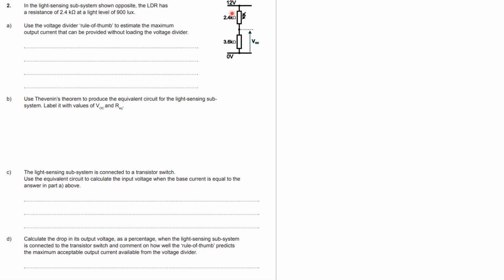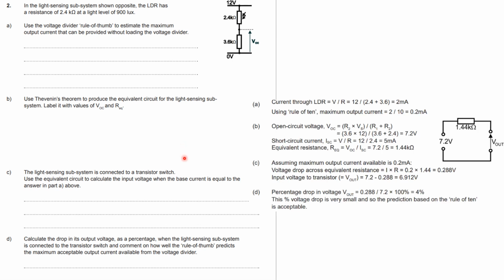So I equals V over R, doesn't it? 12 divided by your 6. And then obviously that's going to be the current there. But then you have to remember that only 1/10 of the current is going to be available to come out. So you can see that we have your 12 over your 6, 2 milliamps there. But then using the rule of 10, only 1/10 of that current will be available. So it's only 0.2 milliamps available. Okay. So that's what that's asking there.